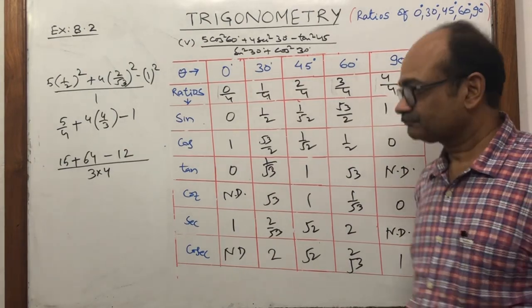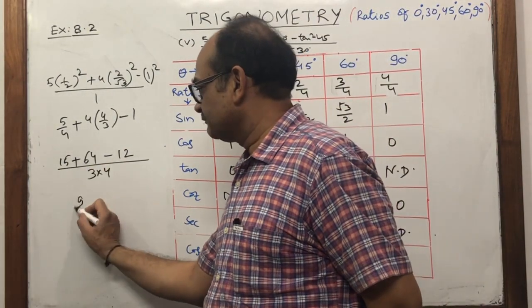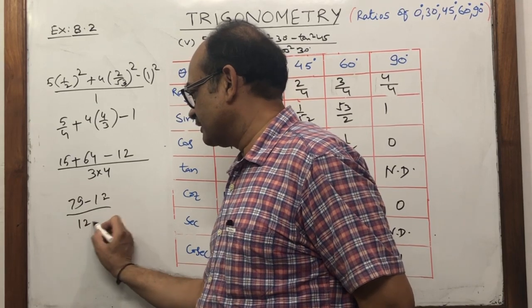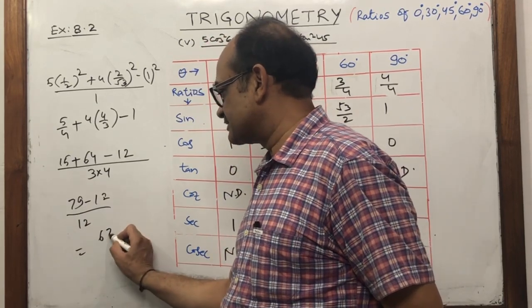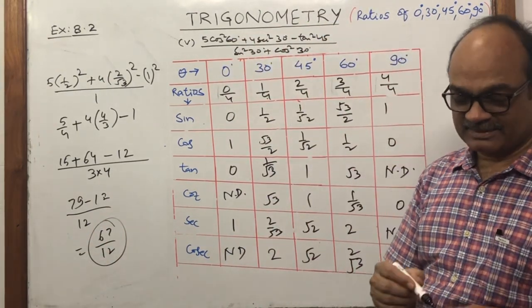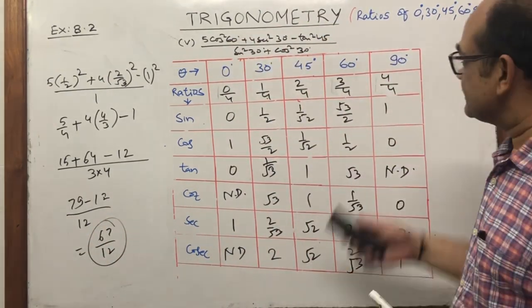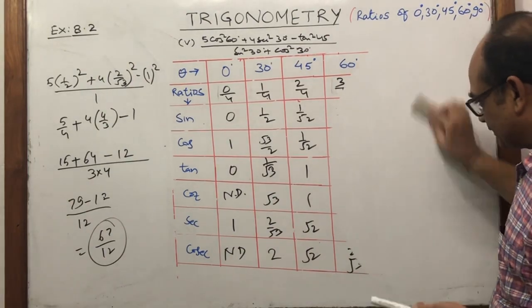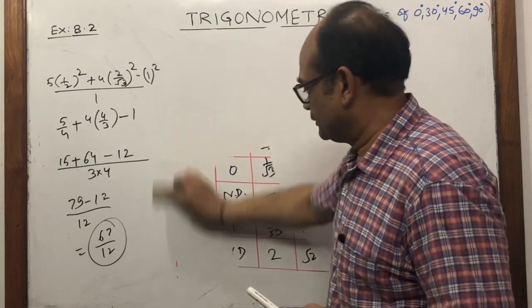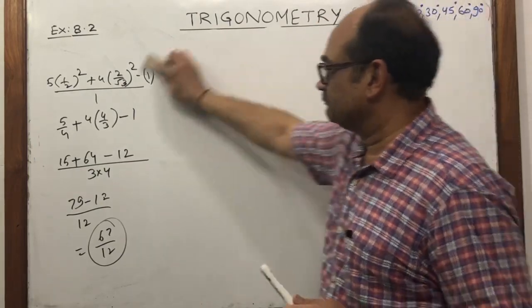Easy. 5 and 4, 9. 6 and 1, 7 minus 12, divided by 12. That is 67 by 12 is the answer. Easy. Now some more questions, but now you remember how to substitute the correct values from the table.